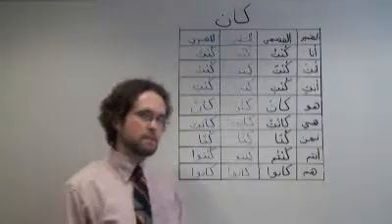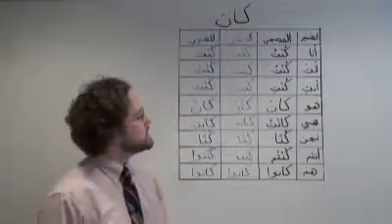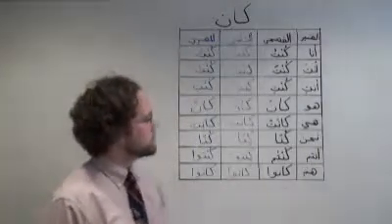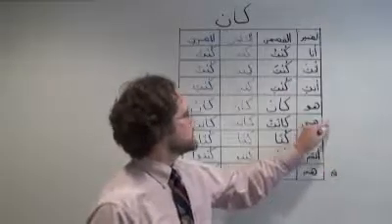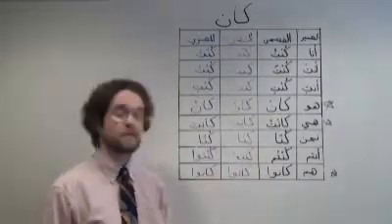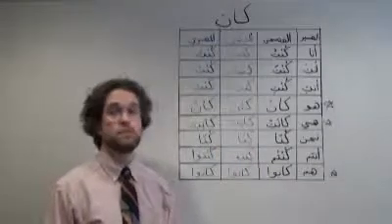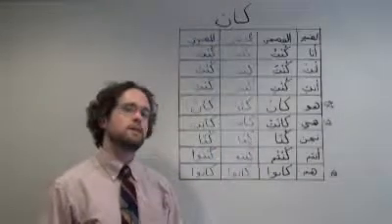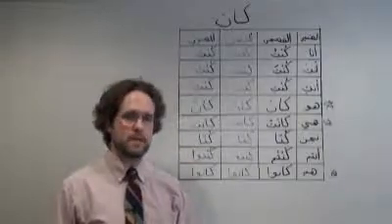And you can save yourself some confusion by noticing that all of the third person forms, right? Hum, hiya, huwa, retain that alif, whereas all of the other first and second person forms do not. That can be a very useful thing to keep in mind.